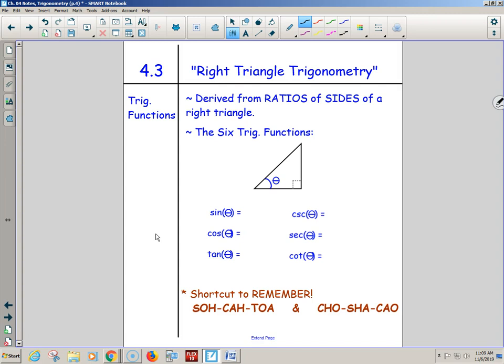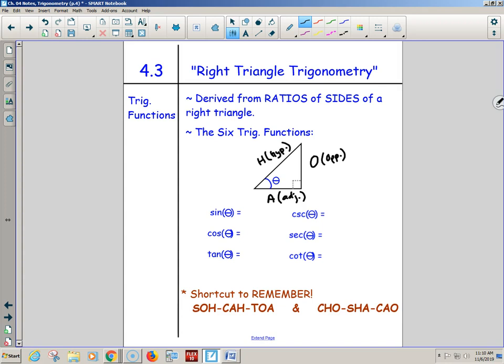Section 4.3 says we got to think about triangles. Yes, you can think about them in the unit circle, but we know that triangles can show up outside the unit circle. So to be ready for triangles, however they appear, let's just do the good old-fashioned O for opposite, A for adjacent, H for hypotenuse.